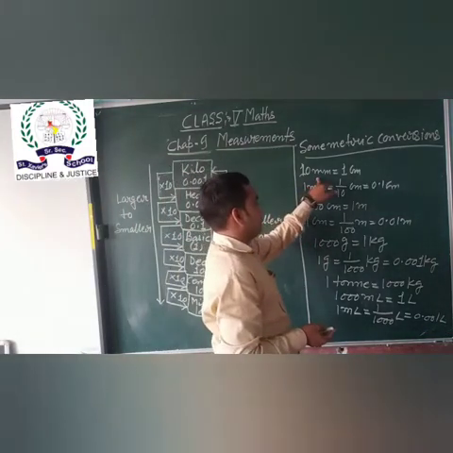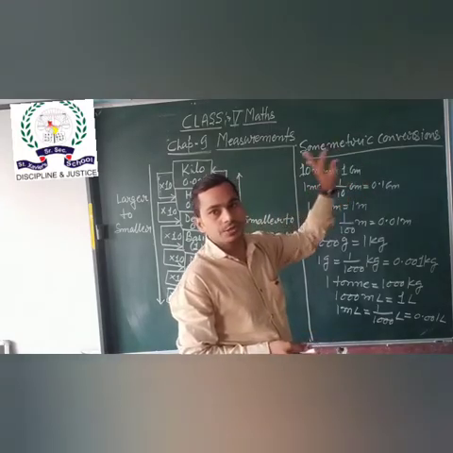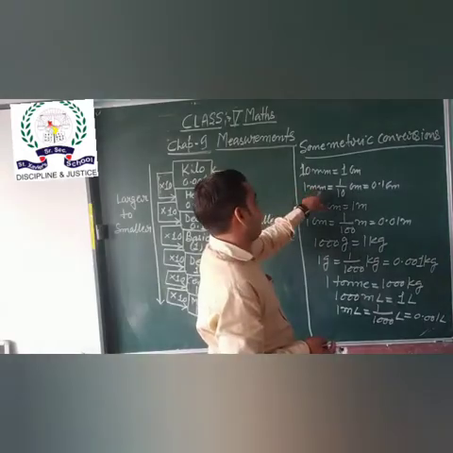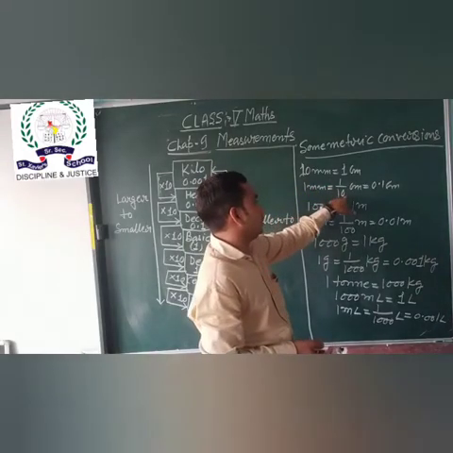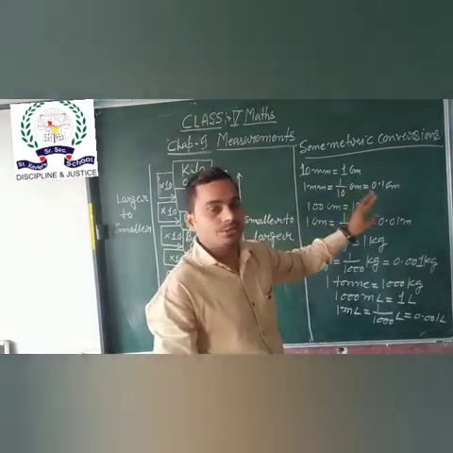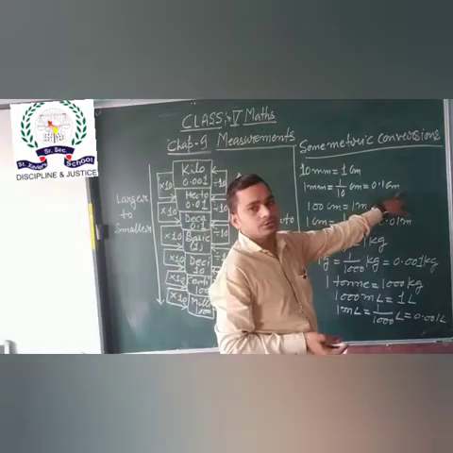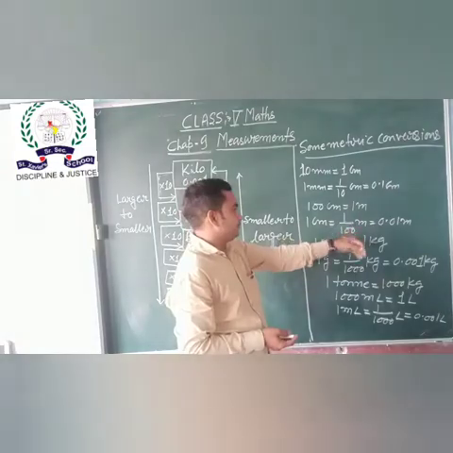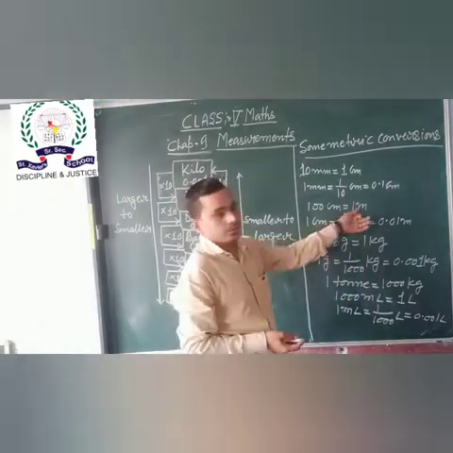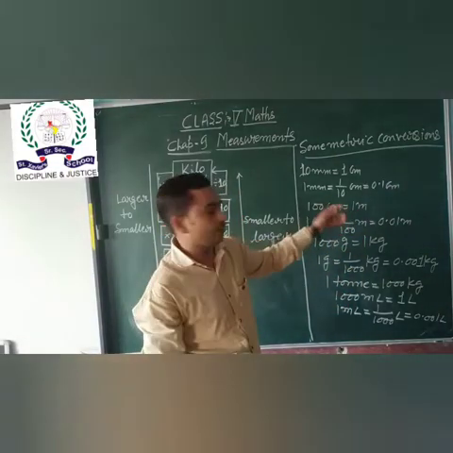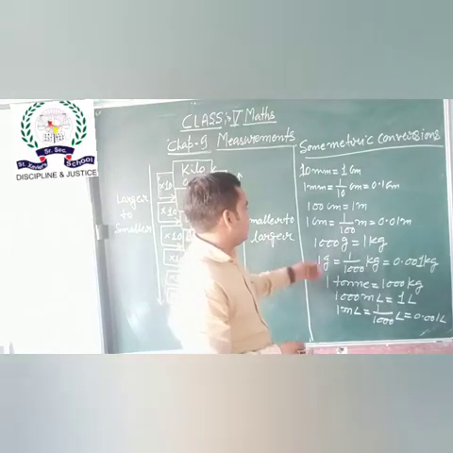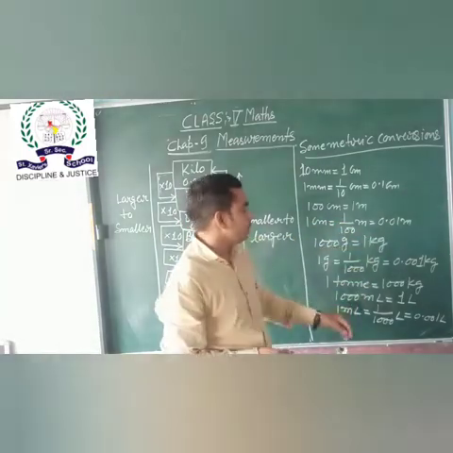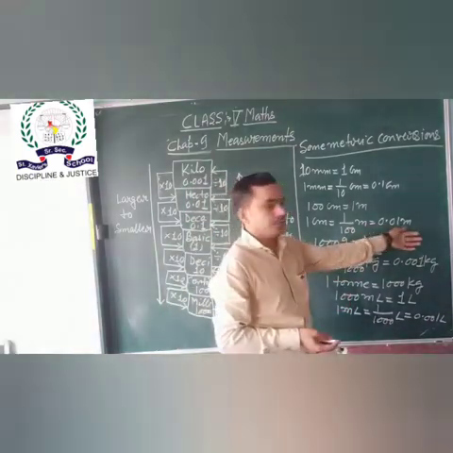10 millimeter equal to 1 centimeter. If we find 1 millimeter equal, we have 1 upon 10 centimeter. In decimal form, 0.1 centimeter. Similarly, 1 meter equal 100 centimeter, or 1 centimeter equal 1 upon 100 meter. In decimal form, 0.01 meter.